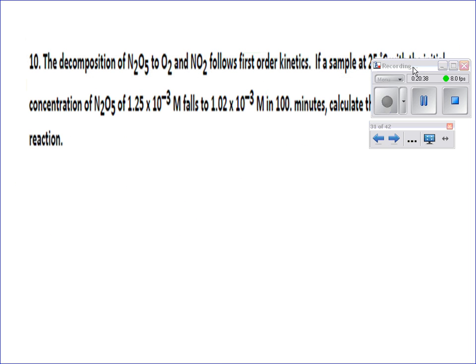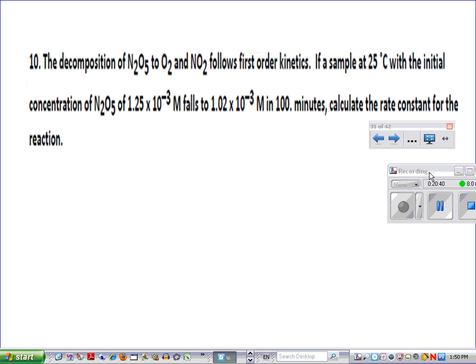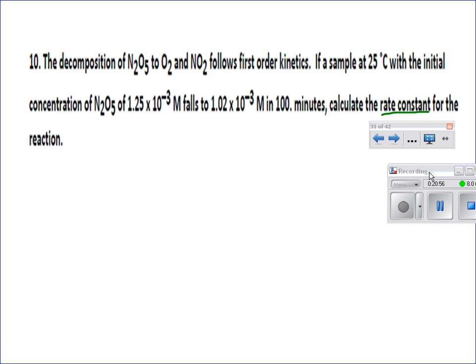It says the decomposition of N2O2 to O2 and NO2 follows first order kinetics again. If a sample has an initial concentration of 1.25 E negative 3 and falls to 1.02 in 100 minutes, calculate the rate constant. Whenever you find rate constant, I always want you to include units. Knowing that trick is going to help a lot in these problems.